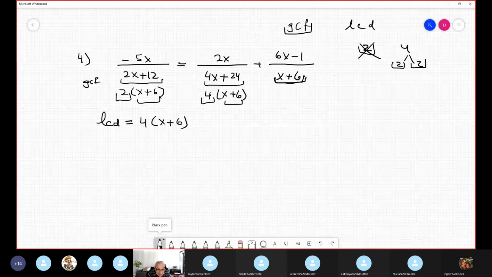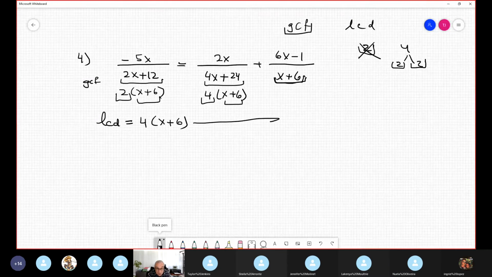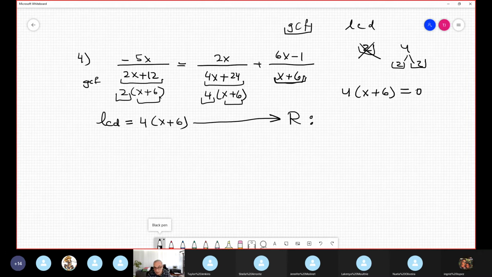And immediately you find the restrictions. I put a capital R, colon, and you force the denominator to be 0. This expression, 4, is never 0. x plus 6 equal to 0 is equivalent to x equals negative 6. This is the only restriction. I reserve this number for the last moment. When you compute everything, if the answer is equal to negative 6, it's totally wrong. If it's another value, 5, 2, 1, it's okay.